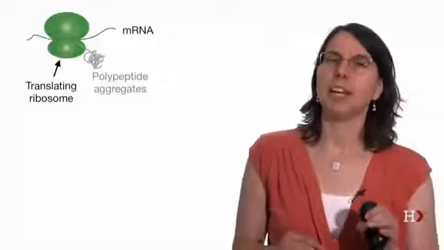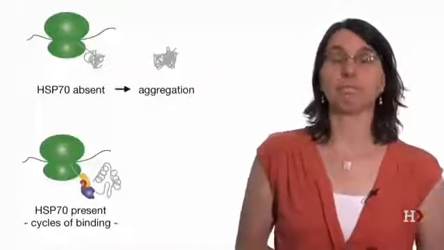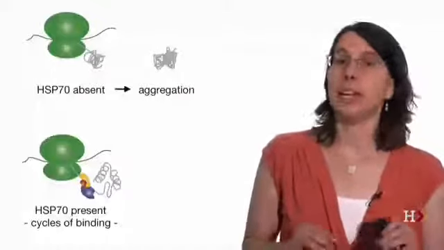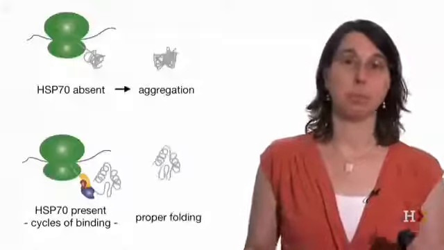So for example, if the fold of a protein would require interactions between distant elements in the sequence in the primary structure, for example, between the N-terminus and the C-terminus, the N-terminus is translated first, and it may form some aggregates with other proteins before the C-terminus can be translated. And that's where HSP70 comes in. So when HSP70 is there, it can bind to the nascent protein before it's fully translated and before it aggregates. So the protein will then be more likely to reach its proper fold.